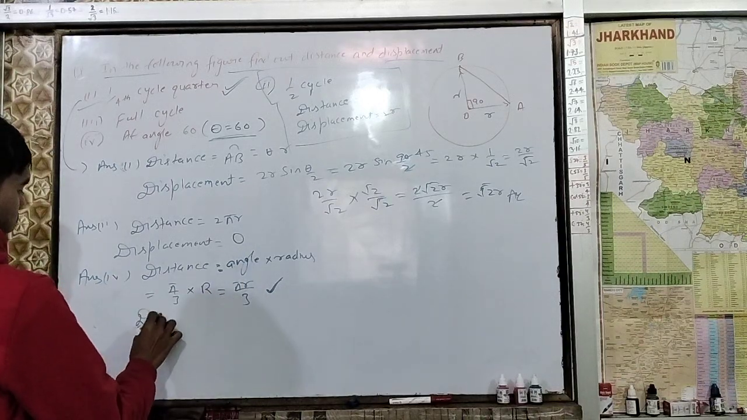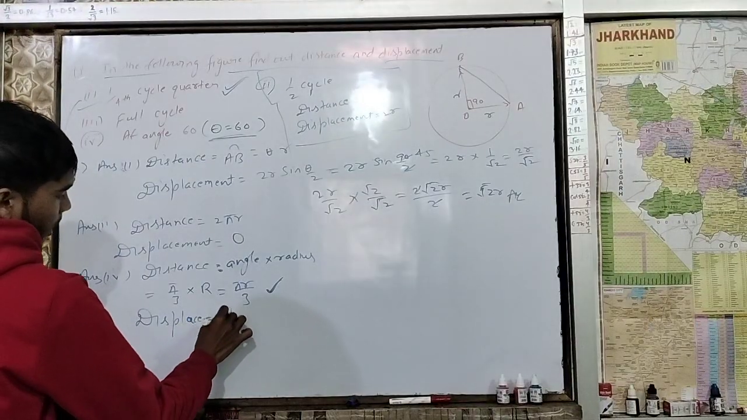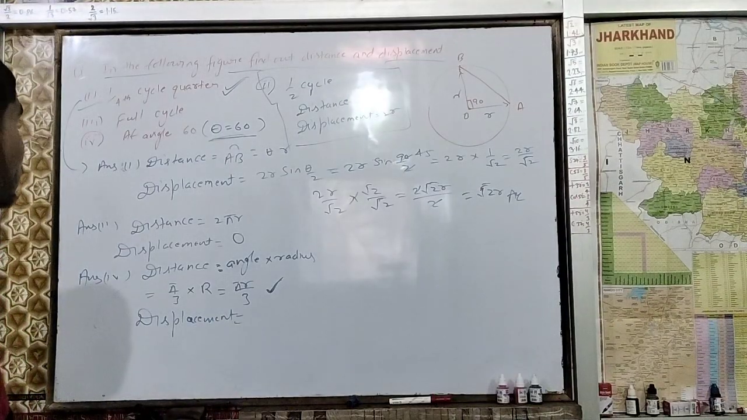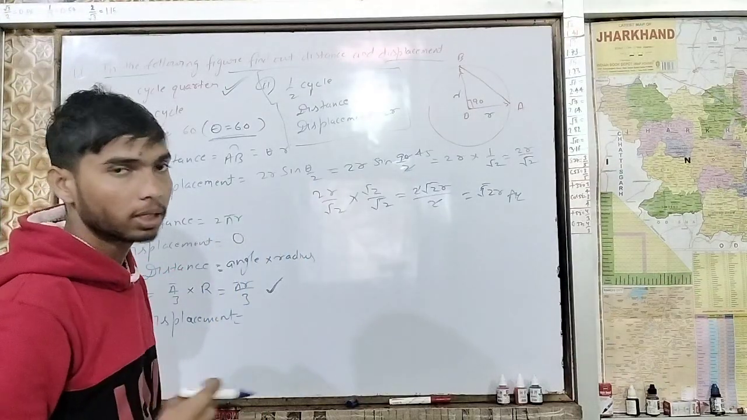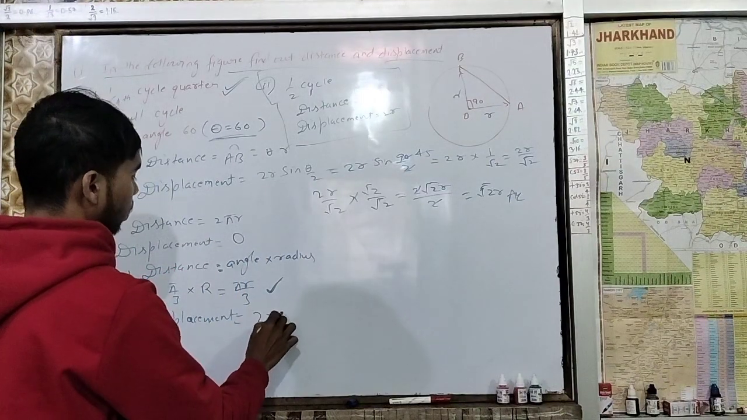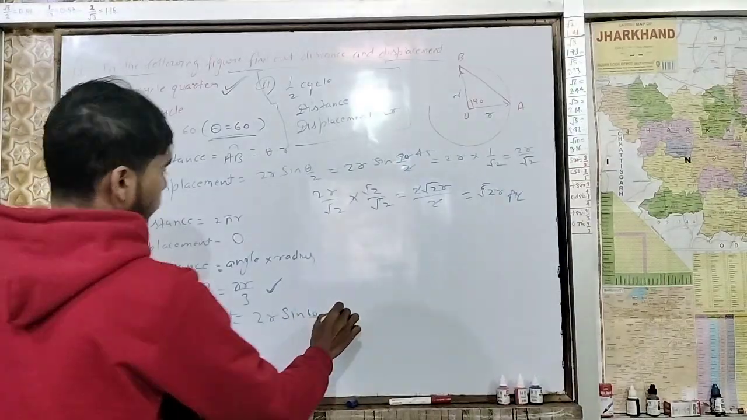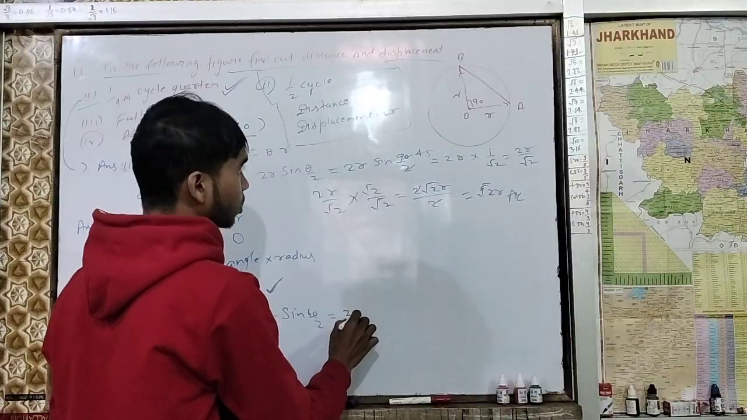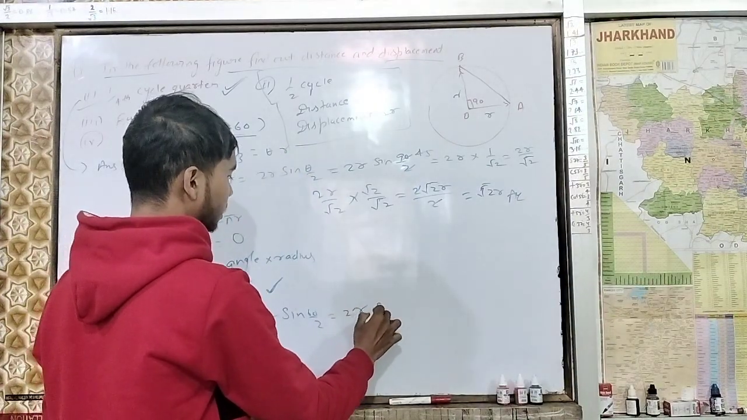Now what about displacement? Displacement where theta is 60 degrees. We have seen this already, but over there we substituted 90 degrees. So 2r sine 60 upon 2. The 2 will be as it is, r is not an exact value. So 2r sine 30.